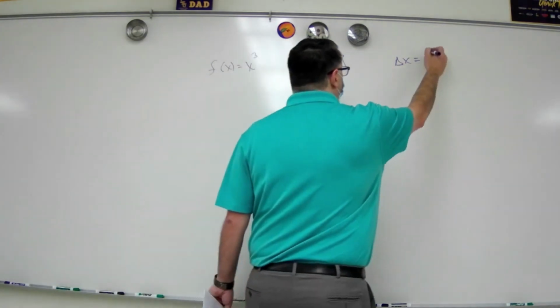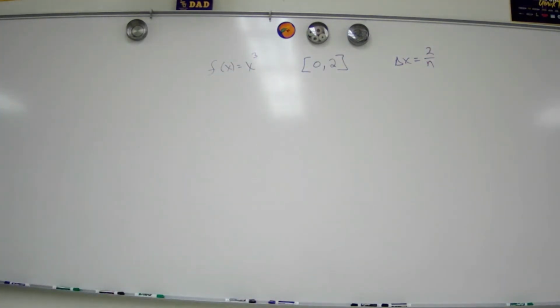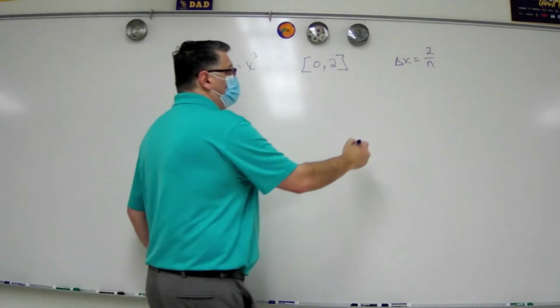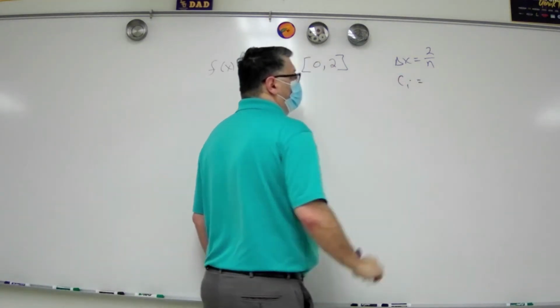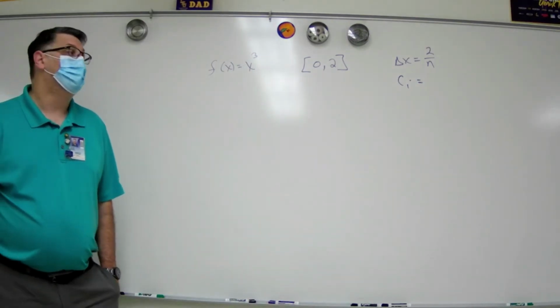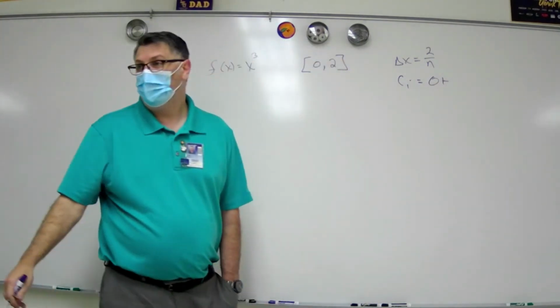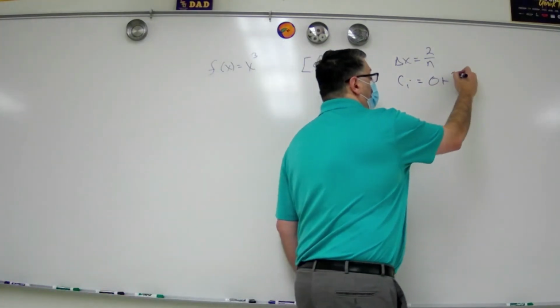It won't always be this, guys. I'm just telling you that. These are the basic examples I'm working. If I had to pick a c sub i, what would I pick? Would I use the 2 or would I use the 0? 0. So I'm going to do 0 plus what? 2i over n.